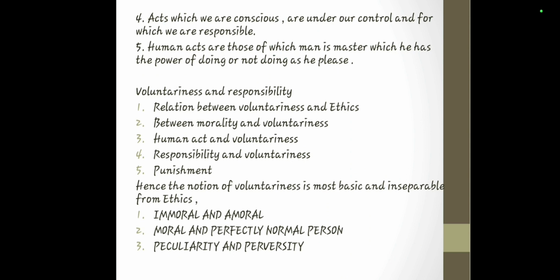Okay, number four, acts of which we are conscious or under our control and for which we are responsible. Of course, because from the word itself, consciousness, it is particularly about the awareness of the person. So meaning to say, if we are aware, we can control and we are responsible for our action. And number five, human acts are those of which man is master, which he has the power of doing or not doing as he pleases. Okay, it's very understandable that when we are pertaining to human acts, we hold that one.